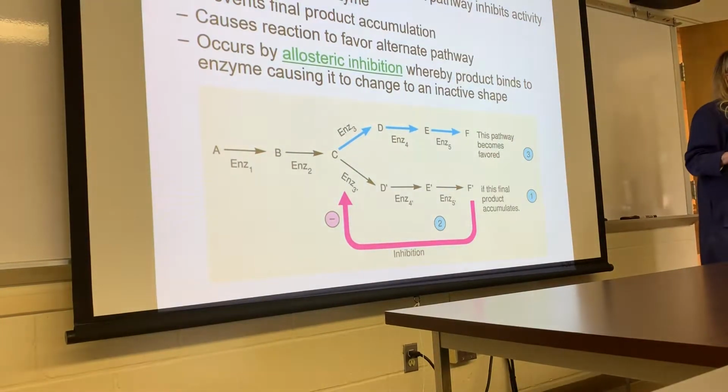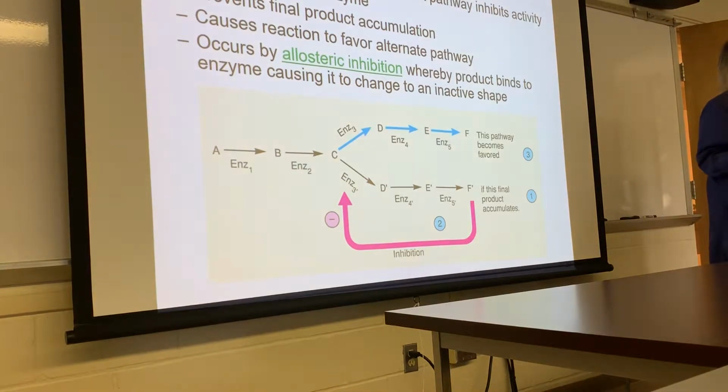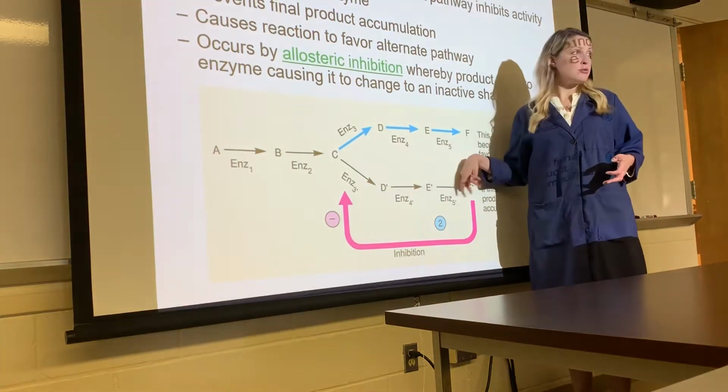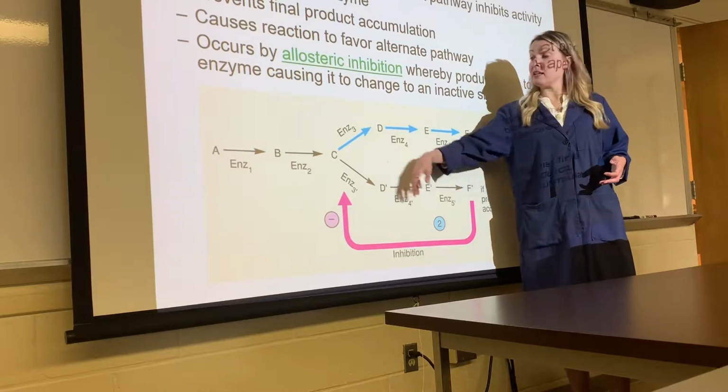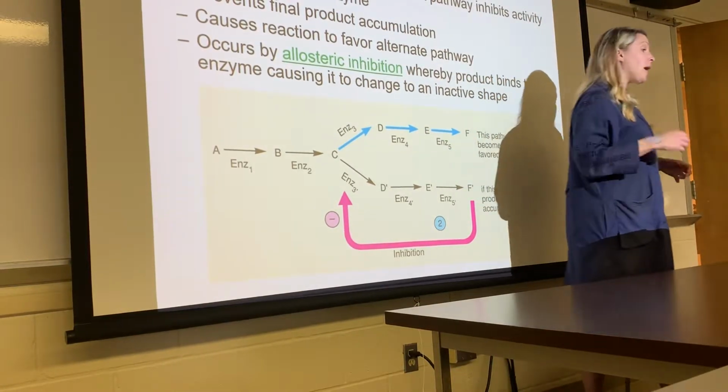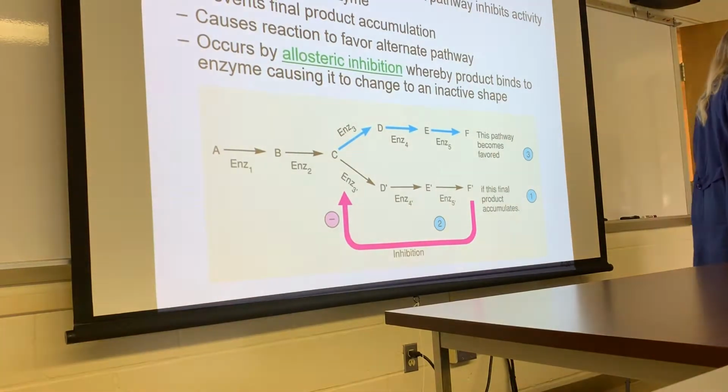And the allosteric part is that it's binding to another site, not the active site, but another site, to stop this enzyme from producing more of that product. But then the other pathway will start up, right, in order to maintain that homeostasis.